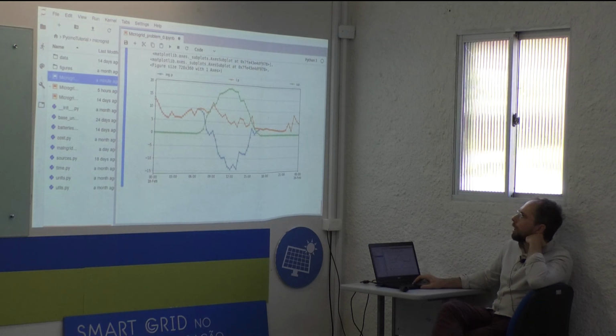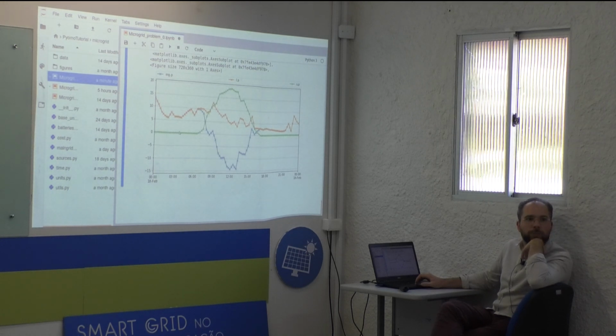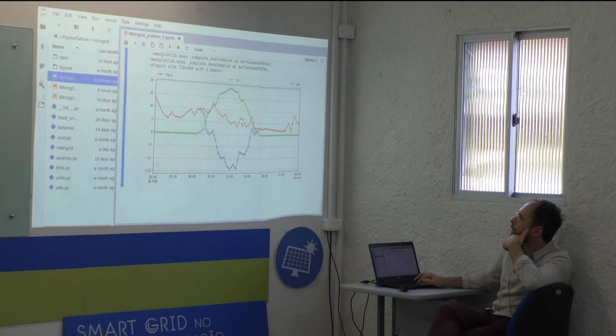So here, I am buying power from the grid because I have no production. So it makes sense. The production is zero, so the consumption is equal to the power from the grid. During this period here, I have more generation than consumption, so I need to sell power to the grid. Okay, makes sense. And at the end, it's the same as in the beginning. I have no production, so the main grid is actually feeding the consumption totally.